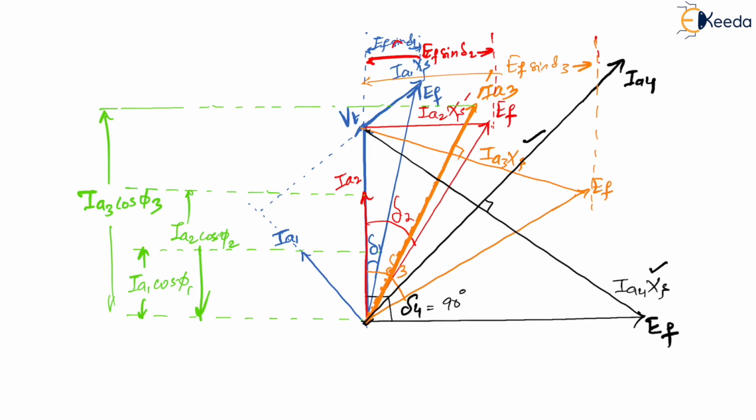Anyways, now see here what has happened. See, what is EF cos delta? EF cos delta will come here. This is EF cos delta. EF cos of delta 1.